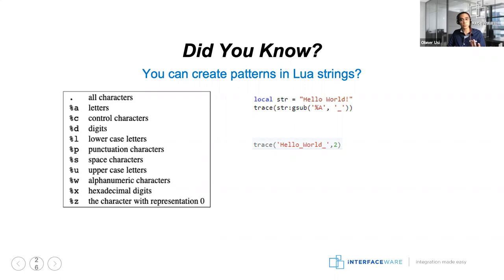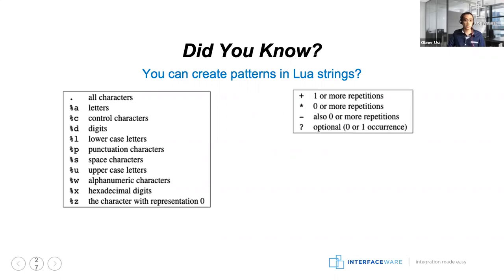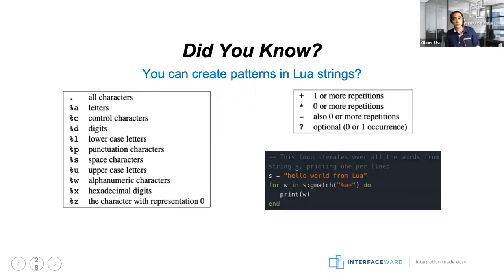Moving on, you can make patterns even more useful with modifiers for repetition and optional parts. Patterns in Lua offer 4 modifiers: plus, asterisk, dash, and question mark. We have an example here where there's a for loop that loops through each word in a string and prints out the word. This is done with gmatch, and the pattern is %a+, which essentially means a word.